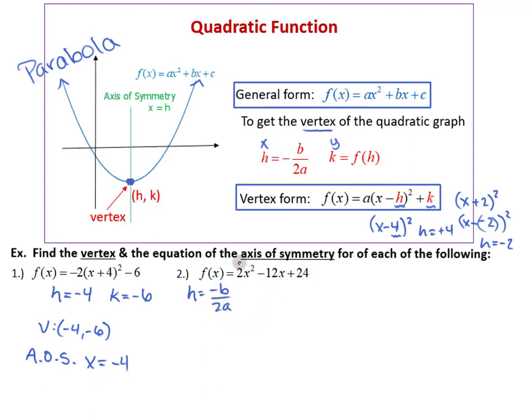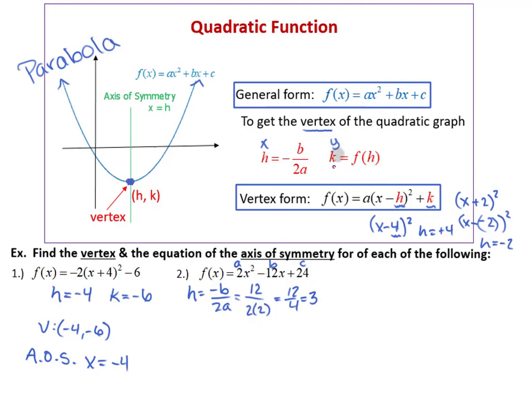Okay, and in this case, this is our a value. Our a value is 2. Our b value is -12. And our c value is +24. Okay, so remember that it's opposite of b, so the opposite of -12 is +12 over 2 times a, so 2 times 2, our a value is 2. So we get 12 over 4, which gives us 3. My h value is 3.